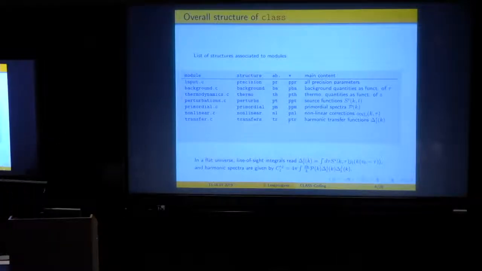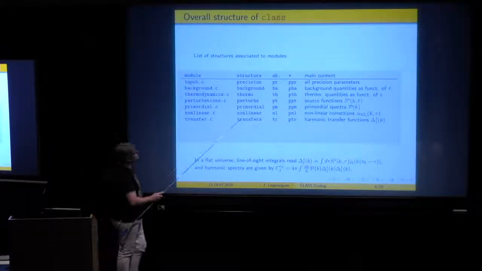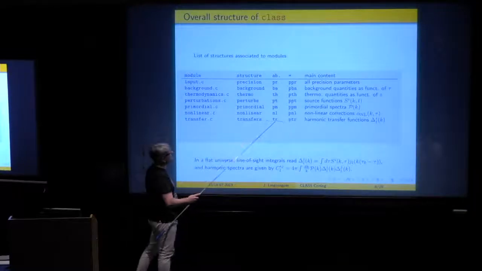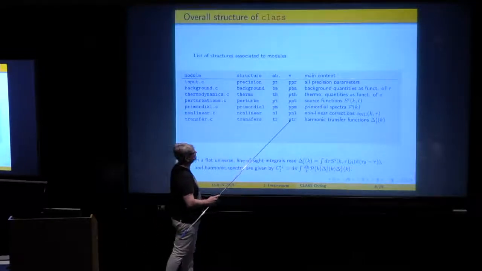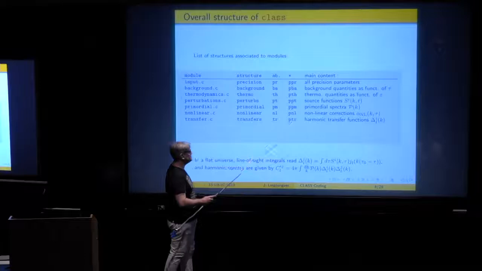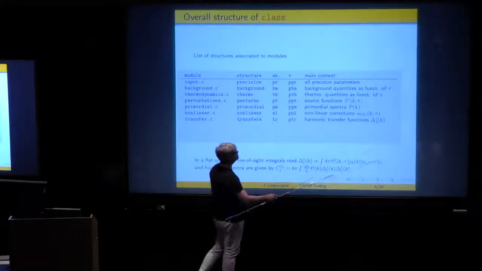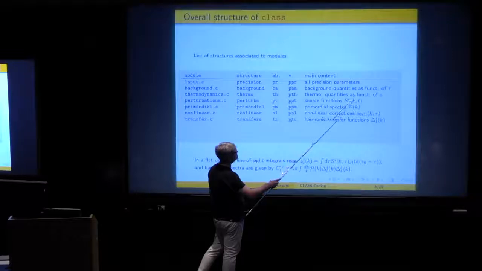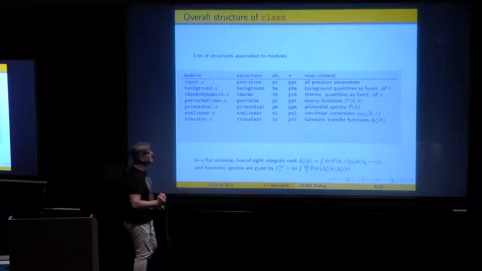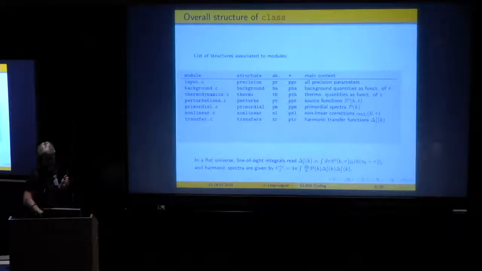I think it's a bit of a mess, and maybe we will improve some names and some syntax at some point. So transfer.c uses a structure transfers, abbreviated in TR, with a pointer PTR. And so as we said, its goal is to solve the line of sight integral to go from the source function to the harmonic transfer functions. So this is where, for instance, Bessel functions are calculated.